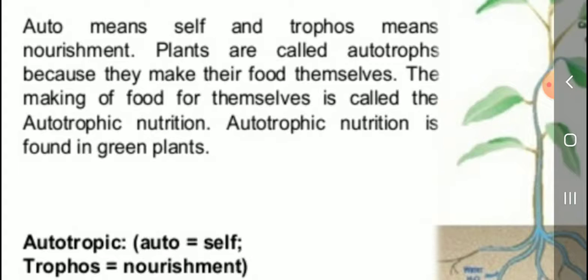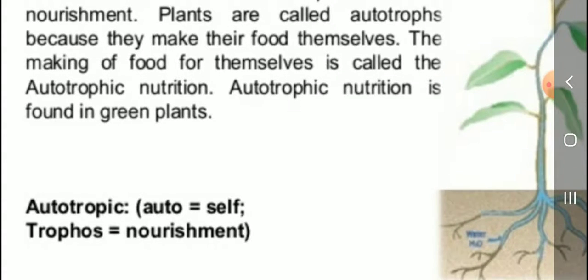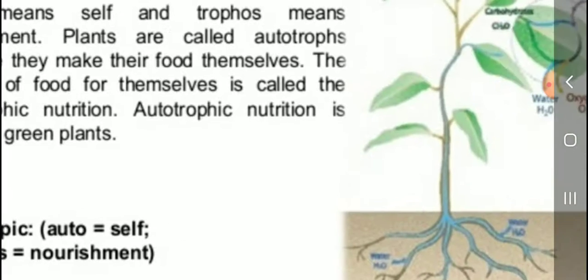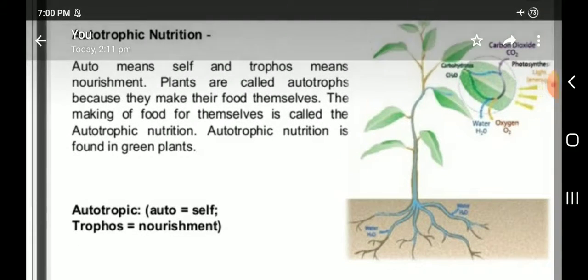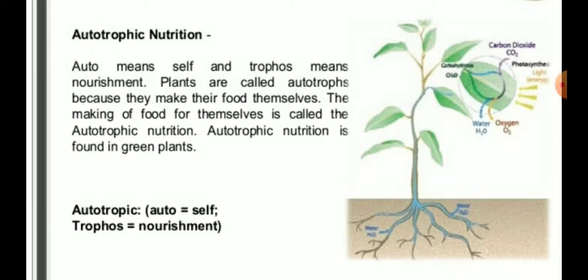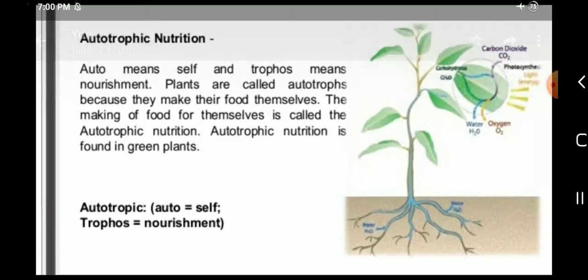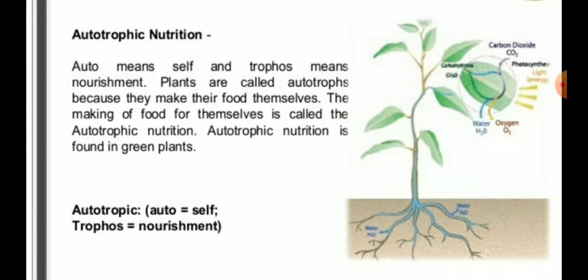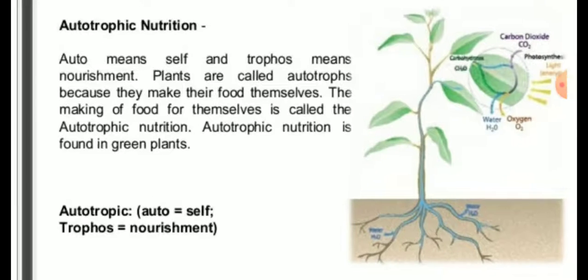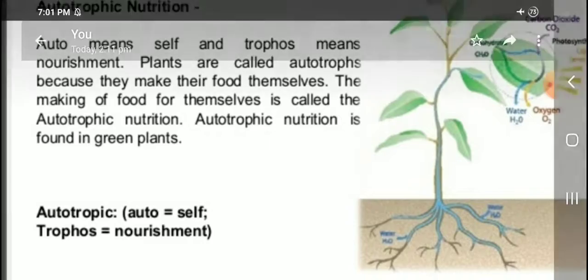What is an example of autotrophic nutrition? Green plants. Auto means self, troph means nourishment. That is autotrophic nutrition. Note the point: plants prepare their own food. Autotrophs make their own food themselves. That is very important.